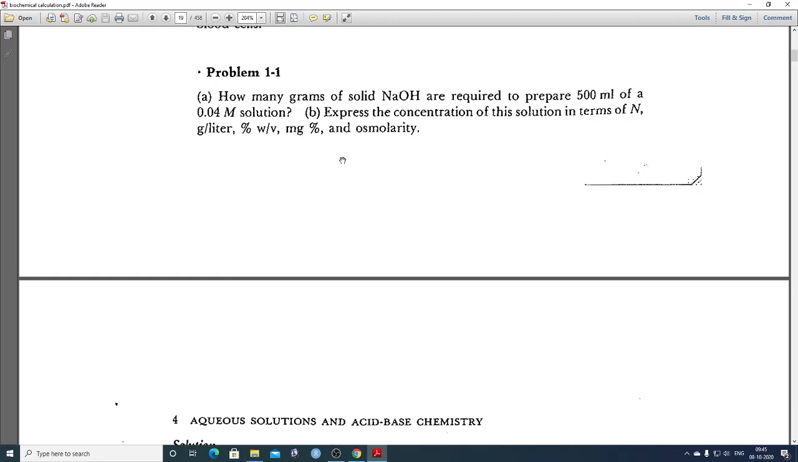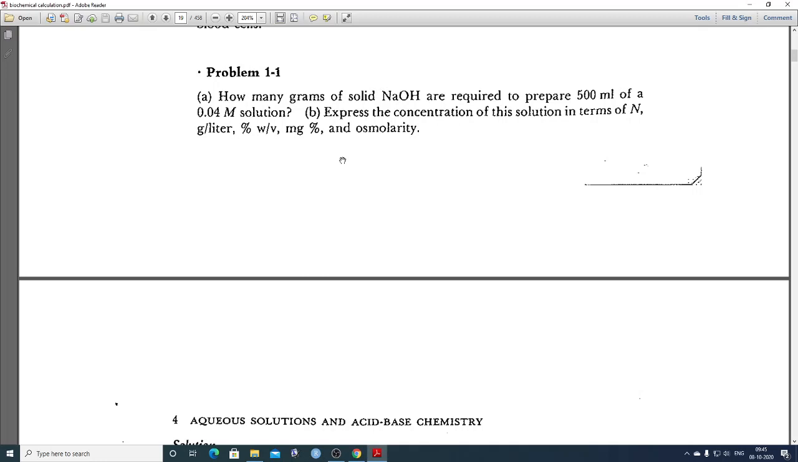So next thing we have is some problem set. How many grams of solid NaOH are required to prepare 500 ml of the 0.04 molar solution? Okay, so here in this practical we have to prepare the 0.04 molar solution, and we have to prepare it 500 ml.